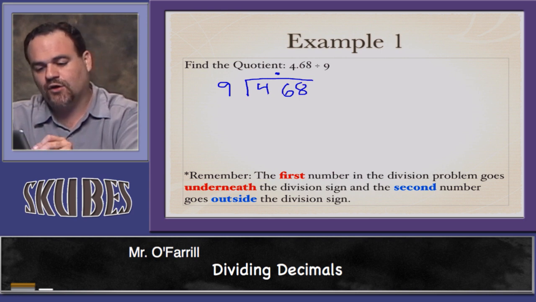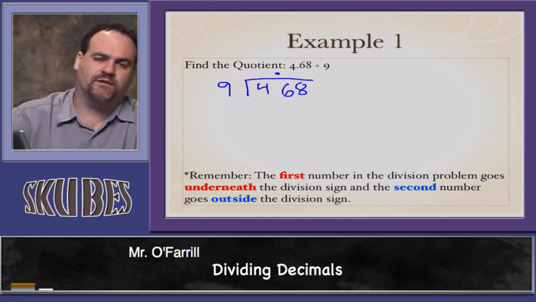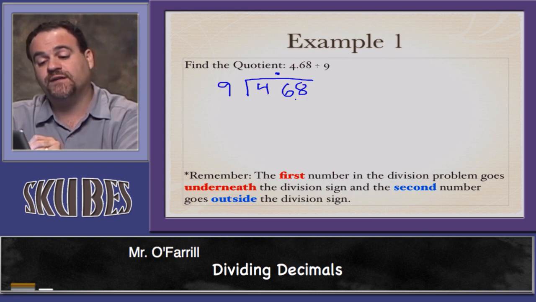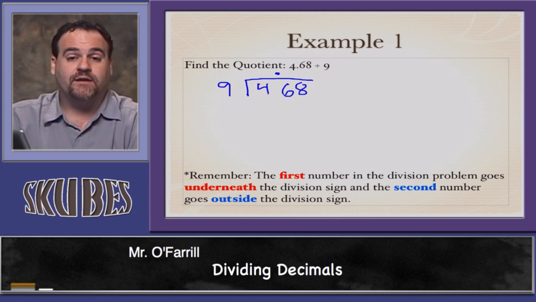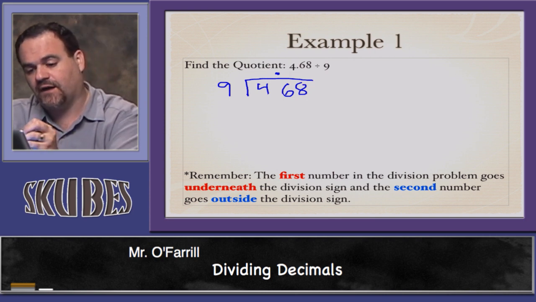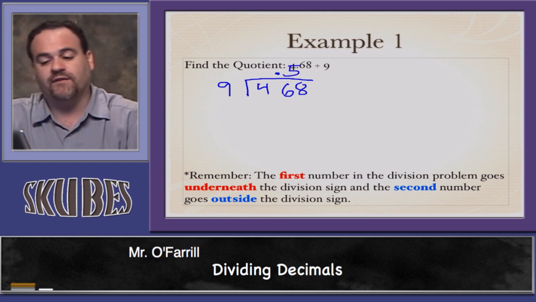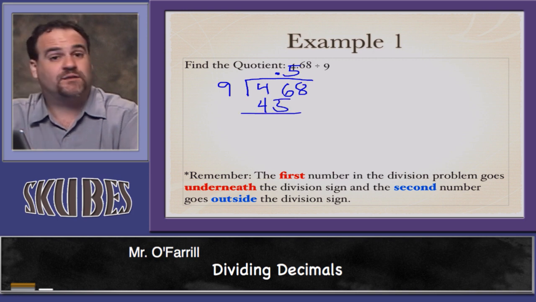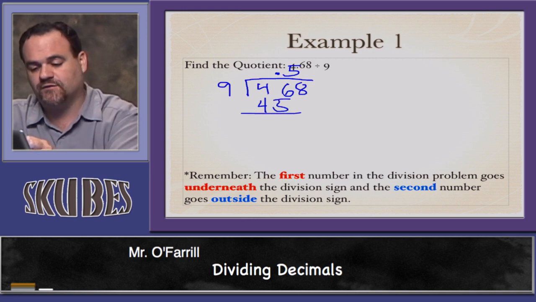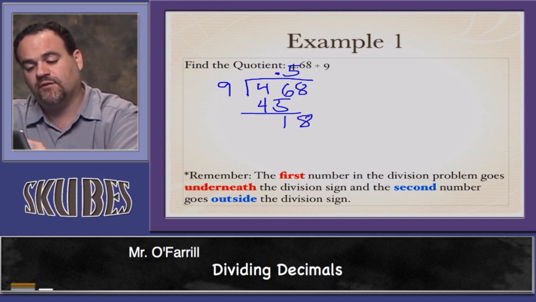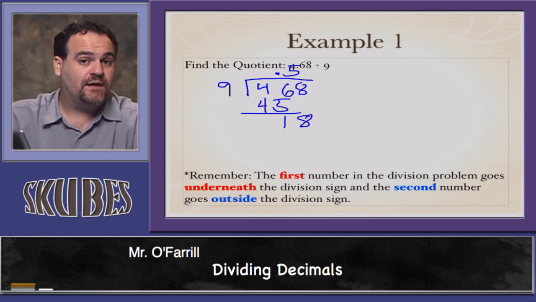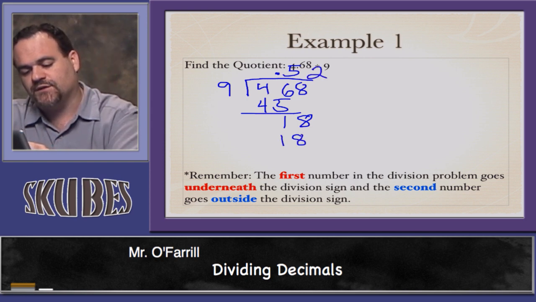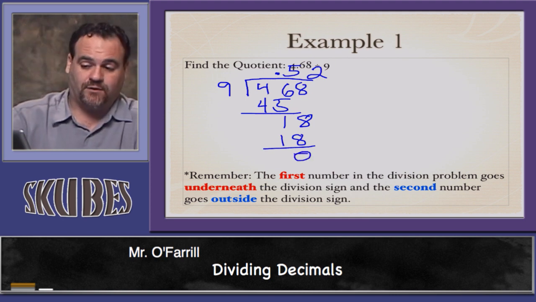Okay, let's take a look. Does the number 9 go into 4? It does not. So we move over to the next space. Does the number 9 go into 46? Certainly does. 9 times 5 is 45. So I'm going to go ahead and put the number 5 here. We have 45. We're going to subtract those numbers. 46 minus 45 is 1. And we bring down the 8. And 9 goes into 18 twice, which is 18. Remainder of 0.